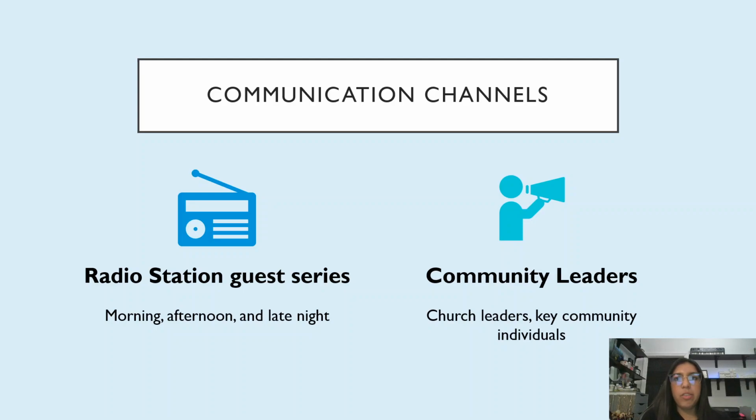Another communication channel is having community leaders push this message through. This population specifically is most likely accustomed to having outsiders and people who they are not familiar with trying to push a message across. So promoting diabetes intervention and prevention may be more well received if it comes from people they already trust. So getting these community leaders on board will help the message stick and likely influence change.